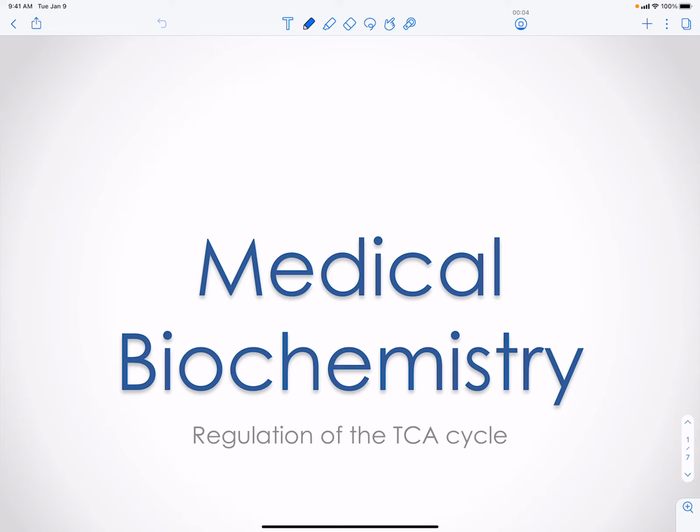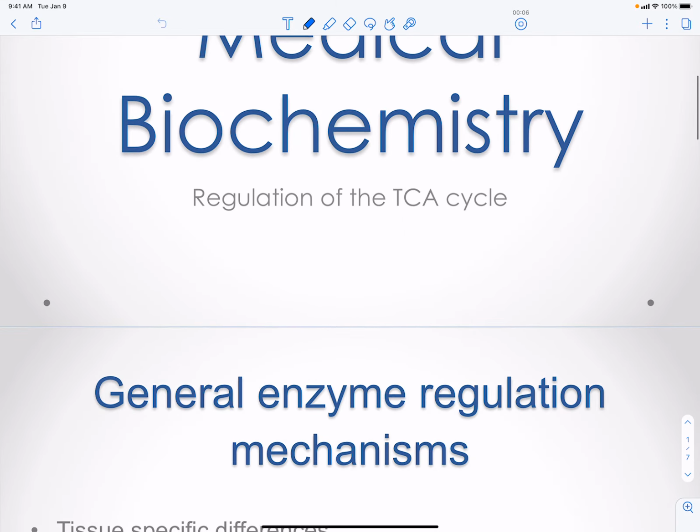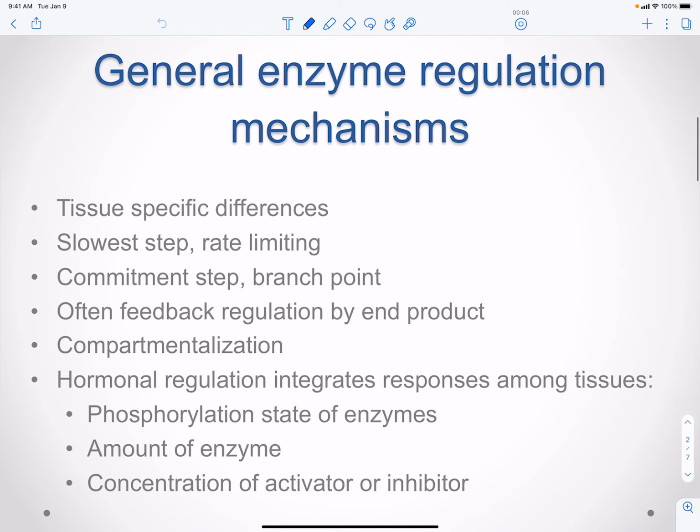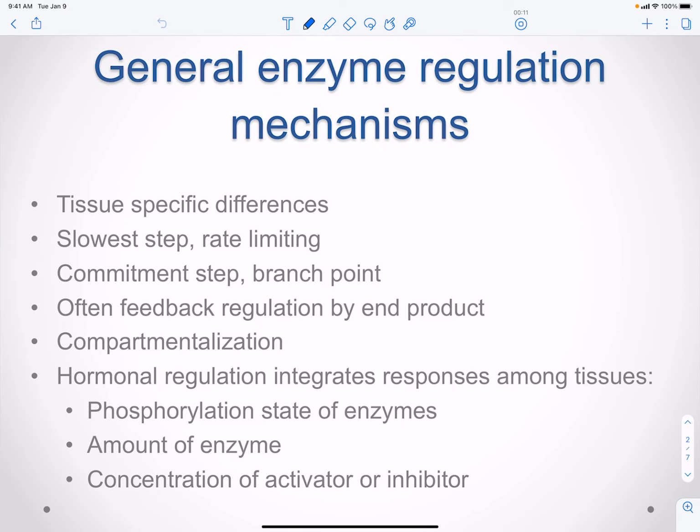So now we're going to talk about regulation of our TCA cycle. There are some pretty general regulation mechanisms, and some of these we've already discussed. You can have isozymes of enzymes, and so they can have tissue-specific differences, where you'll have an enzyme in one tissue that has a high affinity for a substrate, and the enzyme in another tissue will have a low affinity for the same substrate. So that's one way to regulate enzymes.